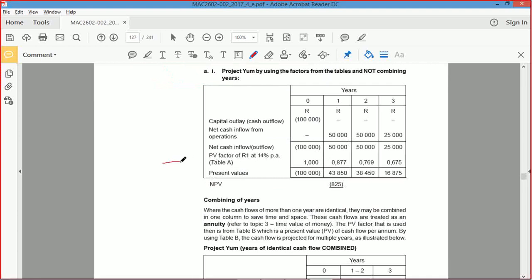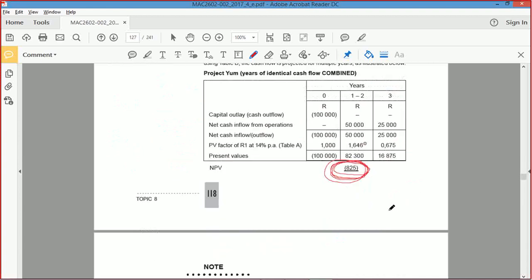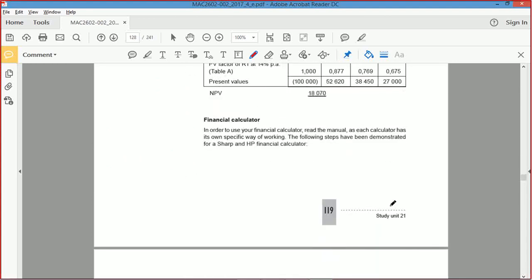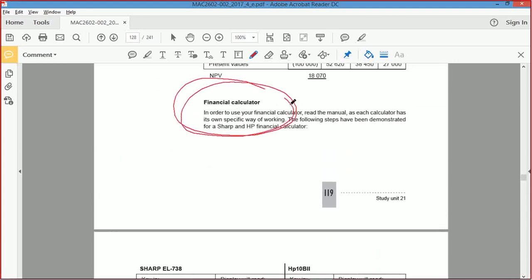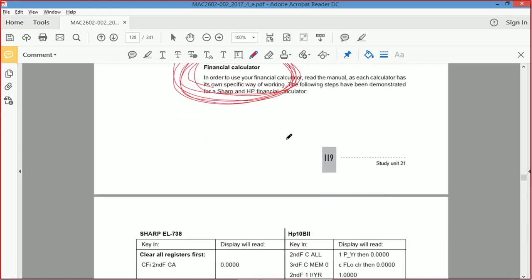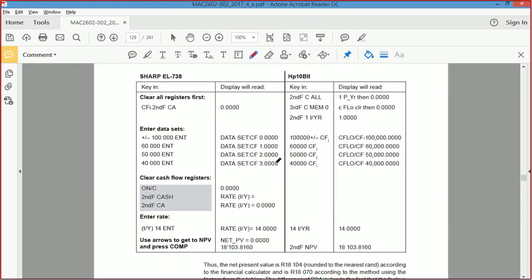Remember, they're using the present value factors. They're using a table to work it out. That's what they're doing here to get the discounted amount. That's why their net present value is a bit different. The more correct answer is 792.68. Let's see if they do give the calculator there. Financial calculator. There we go.